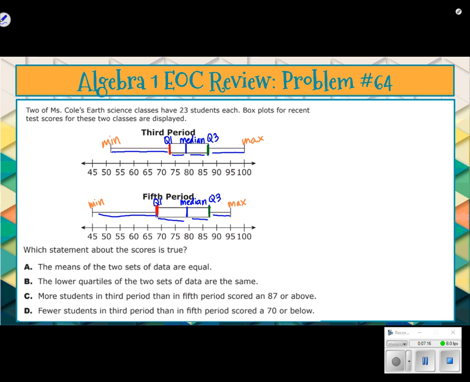So we won't choose A. The means of the 2 sets of data are equal. We don't know what the means are. The lower quartiles of the 2 data sets are the same. I disagree because the min of this one goes a lot lower than the min of the 3rd period one.